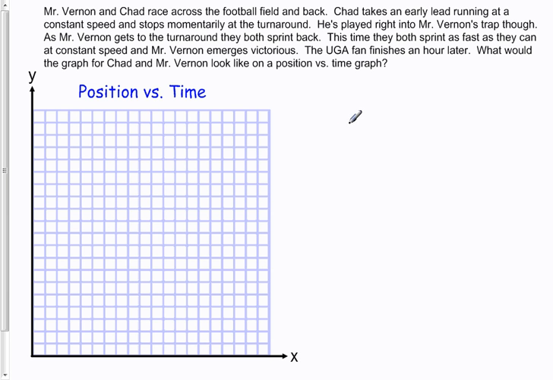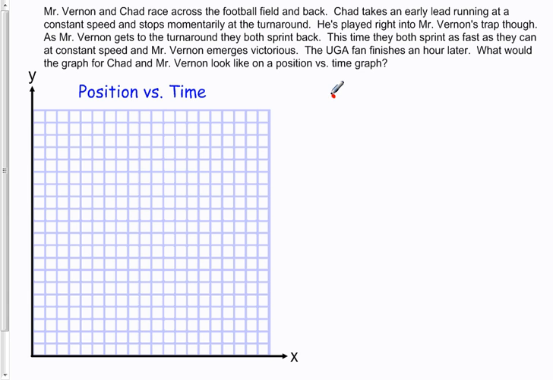So, what would the graph for Chad and for Mr. Vernon look like on a position versus time graph? Okay, so let's do Chad's graph first. We're going to do Chad's in red. Okay?